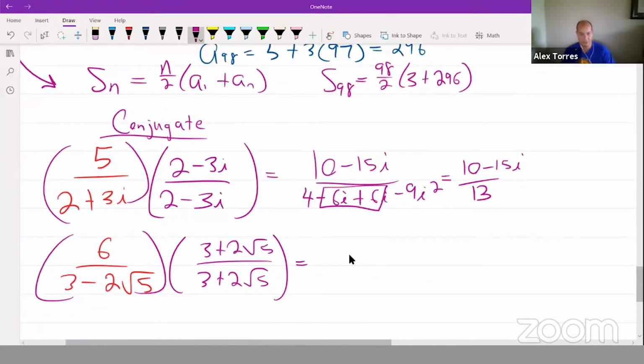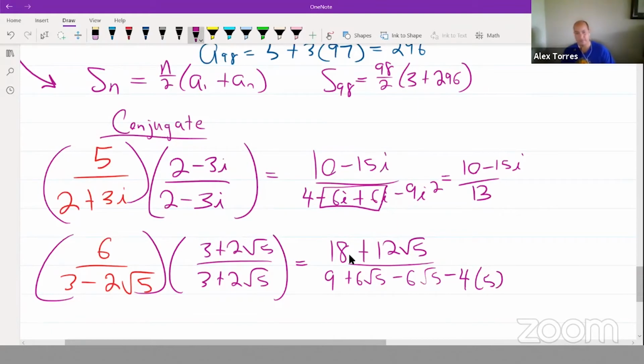Similarly here, we can distribute the top. 6 times 3 is 18. 6 times 2 radical 5 is 12 root 5. And then on the bottom, first times first, outer times outer, inner times inner, last times last. So 2 root 5 times 2 root 5 is 4 times 5. Root 5 times root 5 is 5. These cancel just like we had on the i example. 4 times 5 is 20, so 9 minus 20, -11.